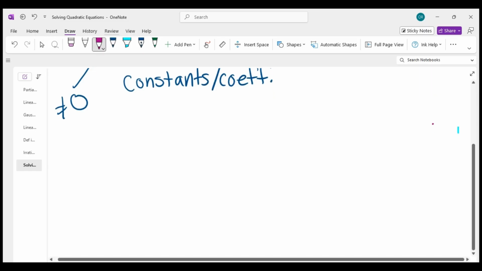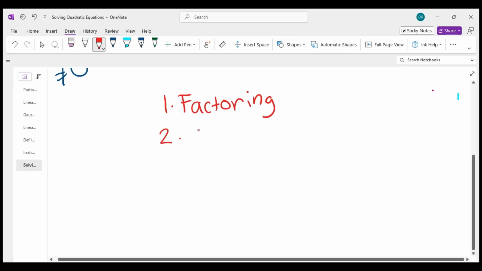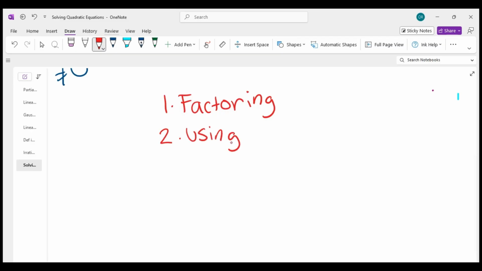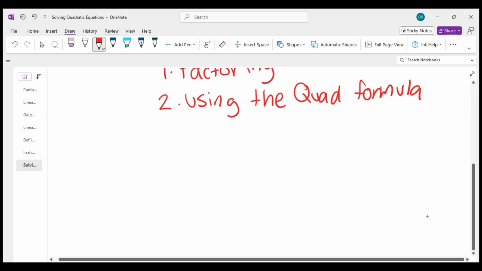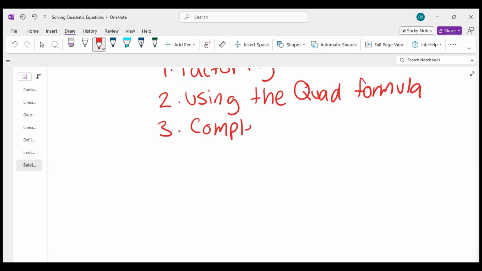So there are actually 4 main ways to solve quadratic equations. Now, the most common way is going to be by factoring, and we'll look at this. The second way is going to be by using the quadratic formula, and we'll show examples of that. The third way is going to be by completing the square. And finally, our fourth way is just going to be by graphing it.